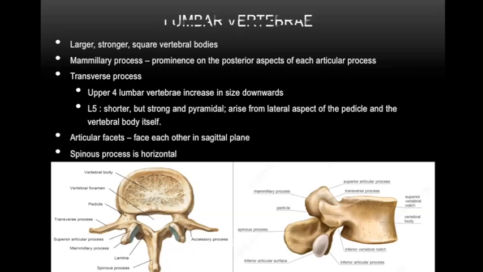All right, next we go to lumbar vertebra, which are larger, stronger, and more square vertebral bodies. You have the mammillary process, right? These are the mammillary process, which is the prominence on the posterior aspects of the articular process. And you have the transverse processes. The upper four lumbar increase in size downwards. L5 is shorter but strong and pyramidal. Okay, and the articular facets face each other in sagittal plane. Dia macam looking towards each other lah. Okay, and the spinous process is more horizontal compared to the thoracic vertebra, which is more down sloping.